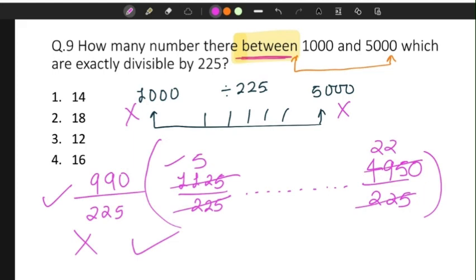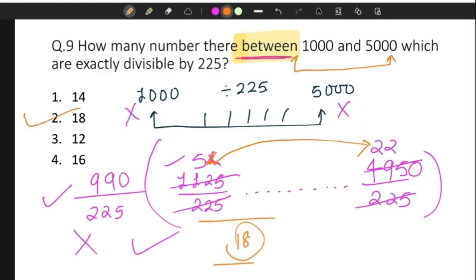So between 5, now this is the shortcut actually, this is not the long method that I am following. So between 5 and 22, how many numbers are there? There are total 18 numbers between 5 and 22. So the answer for the question is option B, that is 18.